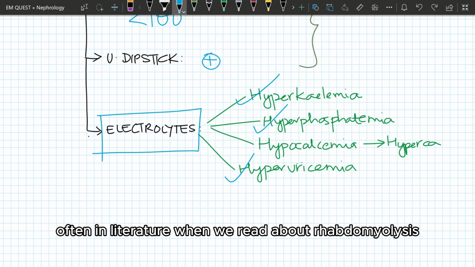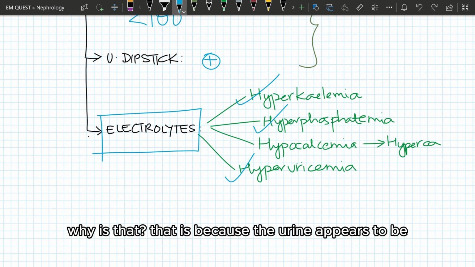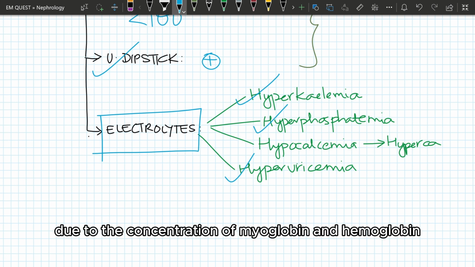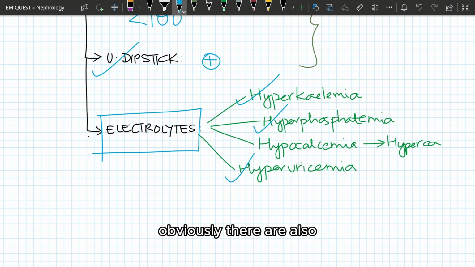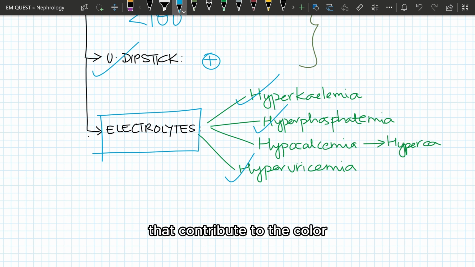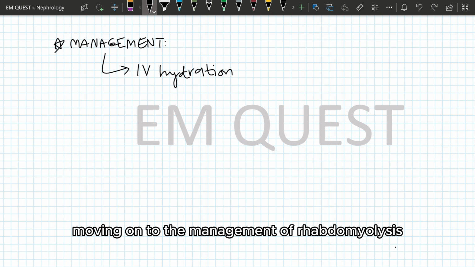Often in literature, when we read about rhabdomyolysis, we discuss a really dark urine. Why is that? That is because the urine appears to be reddish brown in color due to the concentration of myoglobin and hemoglobin. Obviously, there are also a bit of bile pigments and porphyrins present that contribute to the color. Moving on to the management of rhabdomyolysis.